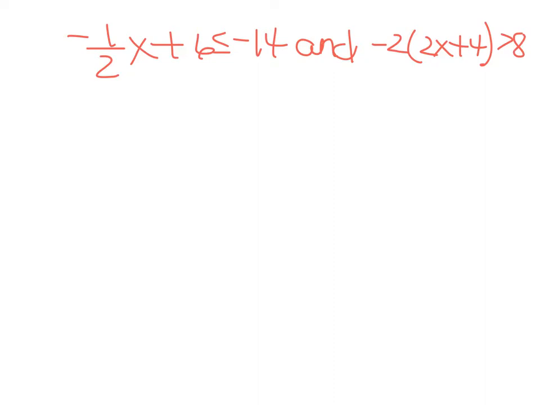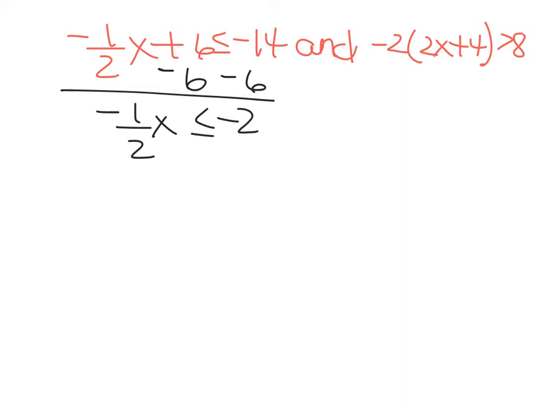Okay, Dominic, so here's my two problems. -1/2 x plus 6 is less than or equal to -14, and -2 times the quantity 2x plus 4 is greater than 8. And again, these just start out as normal problems. I have to solve them both following inequality and equation rules. So over here, I'm going to subtract 6. I get -1/2 x is less than or equal to -20. Multiply both sides by 2 over -1.